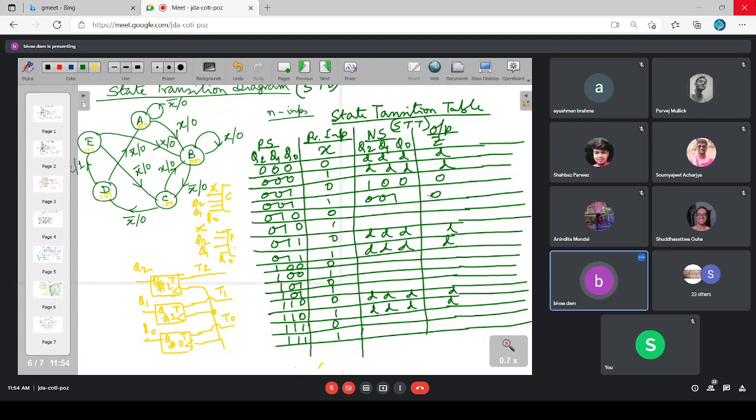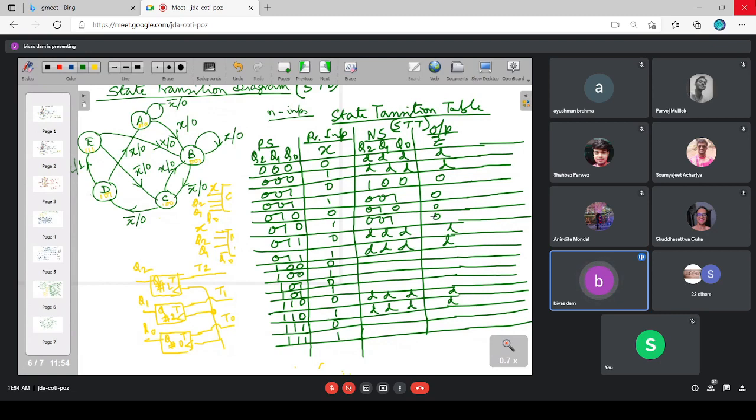010 means state A. If a 0 comes there, it goes back to state A. If a 1 comes, it goes to state B, 001. Fine. Then 100, 100 is state C.